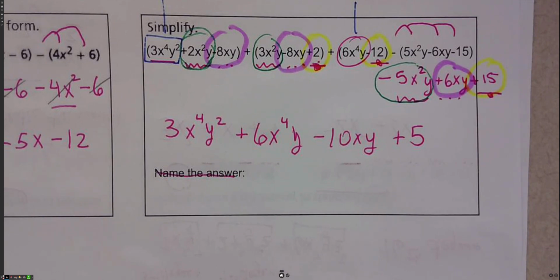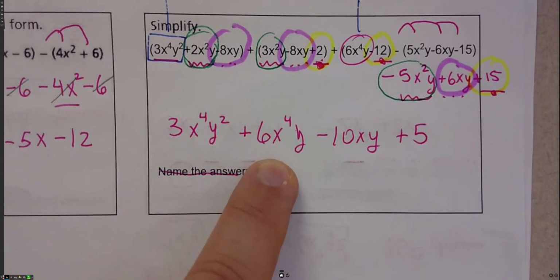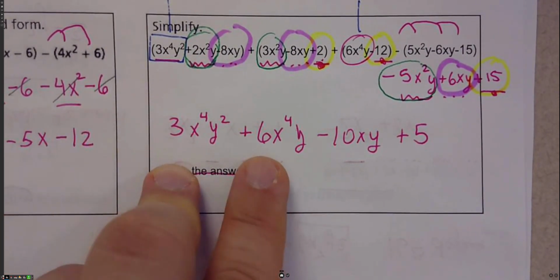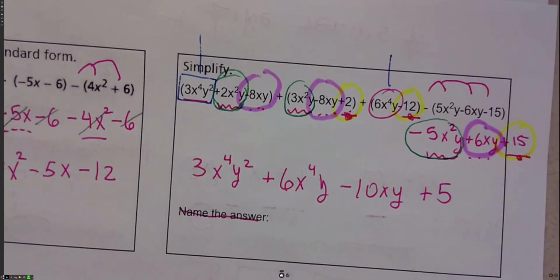Why do you circle the 6x to the fourth y in red? I didn't circle anything else because there's no other x to the fourth y's. So it just came down. You just keep that by yourself. Same with this first one. We good? Yeah. All right.